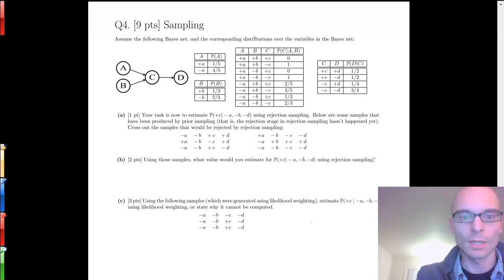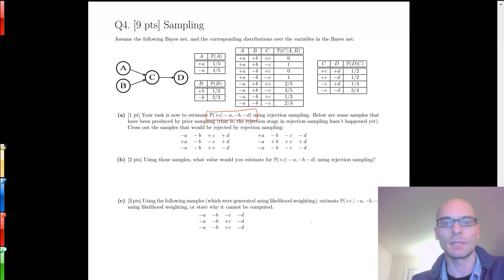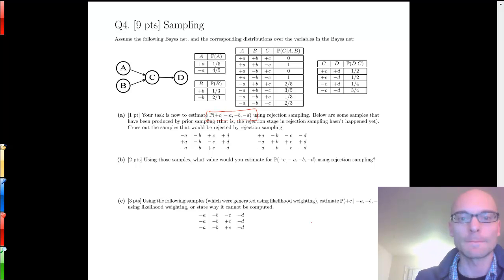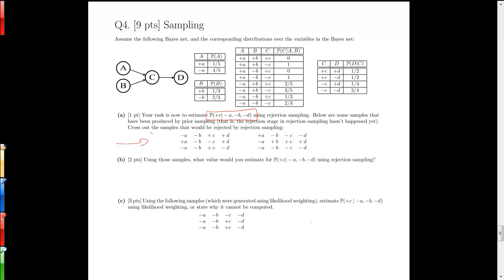Okay, let's look at a sampling question. Our first task is to estimate the probability of plus C given minus A minus B minus D using rejection sampling. These samples have been generated from prior sampling, meaning that the rejection stage hasn't happened. So we're asked to reject the samples that rejection sampling would reject. That means the ones that are not consistent with minus A minus B minus D.